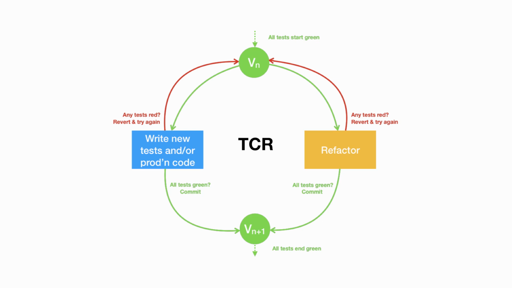You start with tests all green, and then you're either going to make a move to write new code, test and/or production, or you're going to make a refactoring. Either way, you make your move and run the tests. If they run red, you revert and try again. If they're green, you commit, and now you have a new version that works.